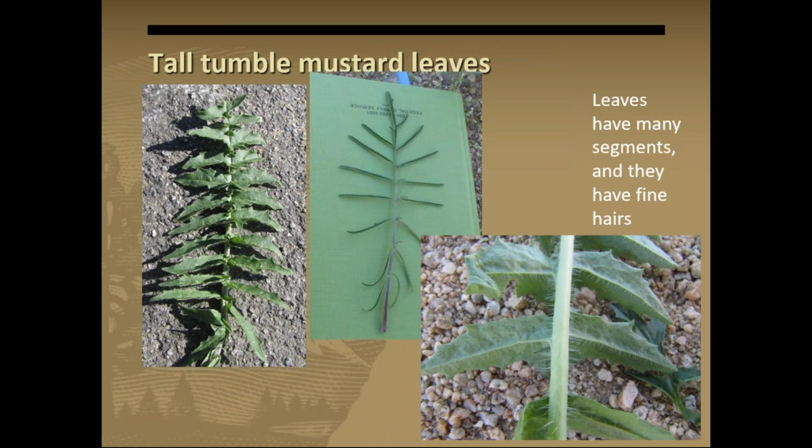Here's some pictures of the leaves. There's just lots and lots of segments. You can see the variability in the leaves there. When the plants are not getting as much water or growing under less favorable conditions, the leaf segments will be narrower. There's also stiff hairs on the leaves.